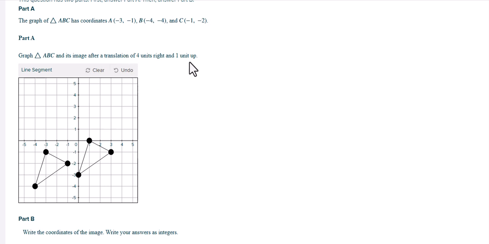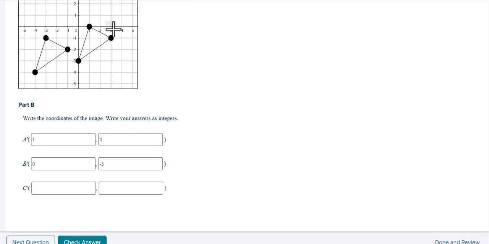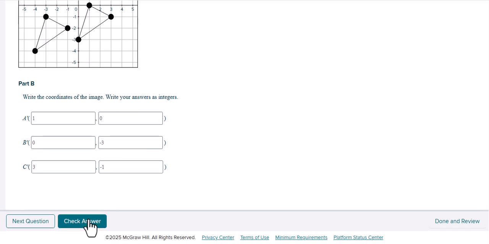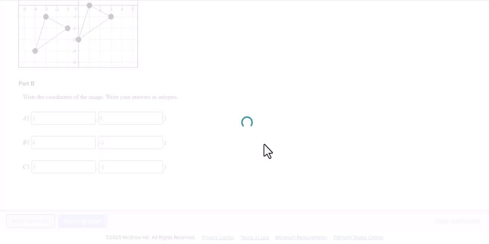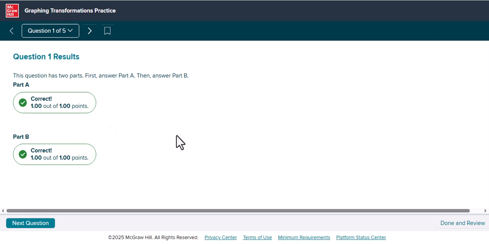Okay. What were those coordinates that I just made for C prime? That's now 3 to the right and 1 down from the origin. That's 3, -1. And if I would have added 4 on scratch paper to -1, I would have got 3. And if I would have added 1 to -2, I would have got -1, which is what my coordinates here are. So let's go ahead and write that down. 3, -1. And I'm going to check my answer. Hopefully I didn't make a mistake. And let's see. Yay, I got them both right.